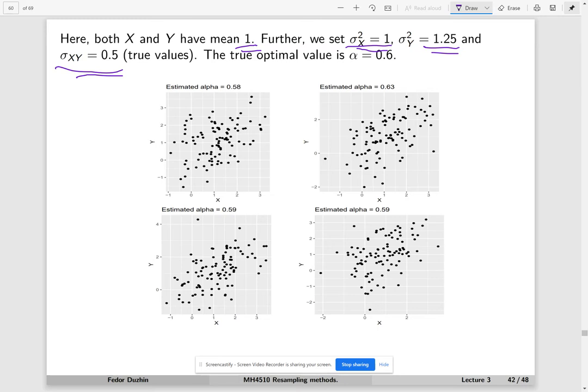And then I just plotted these simulated data sets as scatter plots, and you see in each one of them there is a positive correlation. There is a positive trend for y in terms of x. This is because the covariance is positive. But at the same time, the estimated alpha is sometimes underestimated, sometimes it is overestimated. Of course, because it's just a bit random.